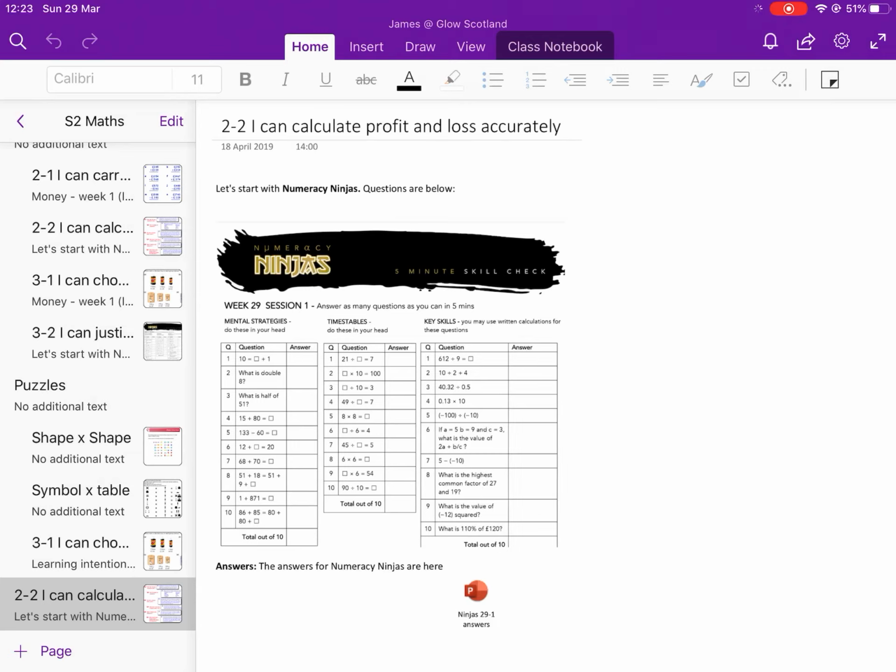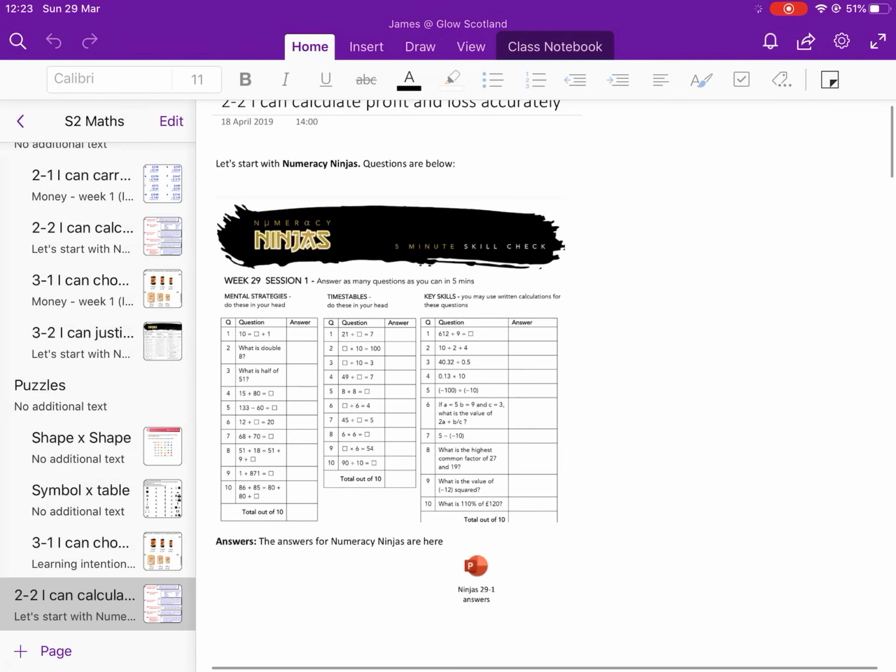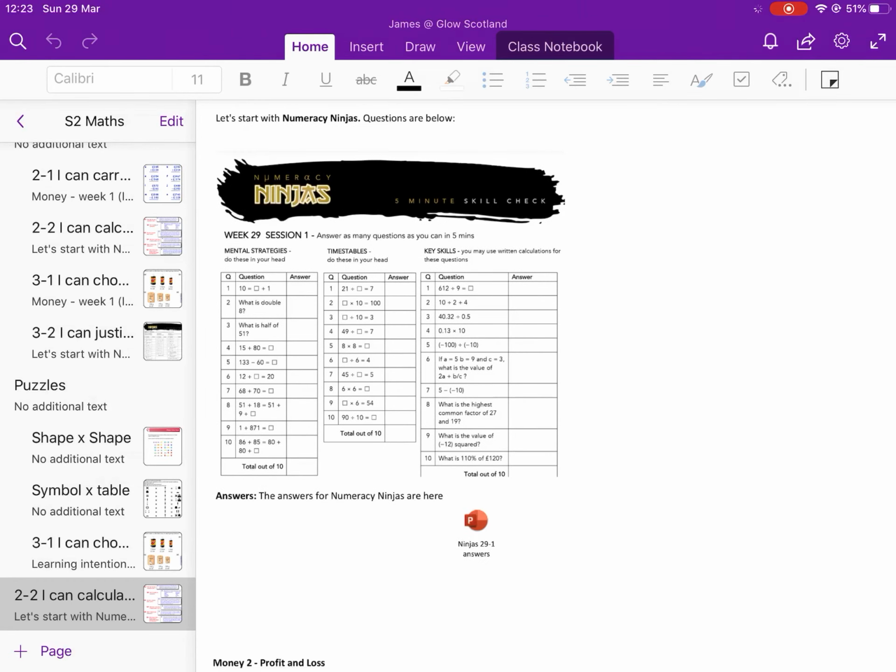This is a level 2 video. You'll notice a couple of wee changes just to try and make things a wee bit easier. Made a few tweaks from last week. So the first thing you'll see is I've put your numeracy ninjas right into the same page. I think that might just make it easier for everybody. So start off by doing that.